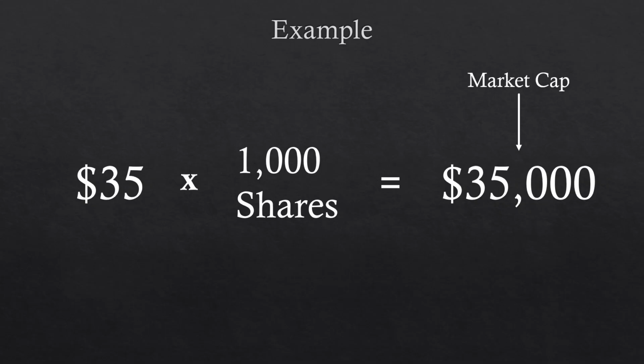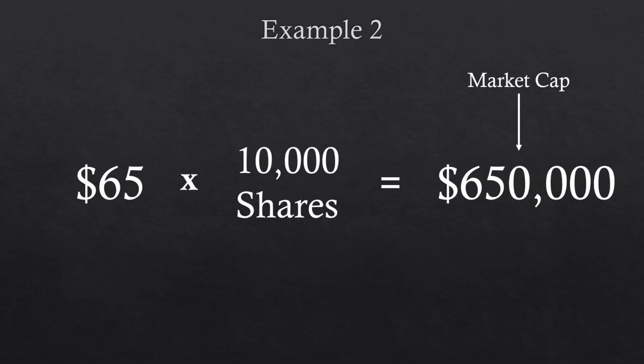Let's say you have a bread company that has 1,000 shares outstanding. The price of these shares will fluctuate for a variety of reasons, as does any share on the stock market. But let's say that the current price of one of these shares is $35. So 35 times 1,000 equals 35,000. Therefore, the current market capitalization of this bread company, or market cap for short, is $35,000.